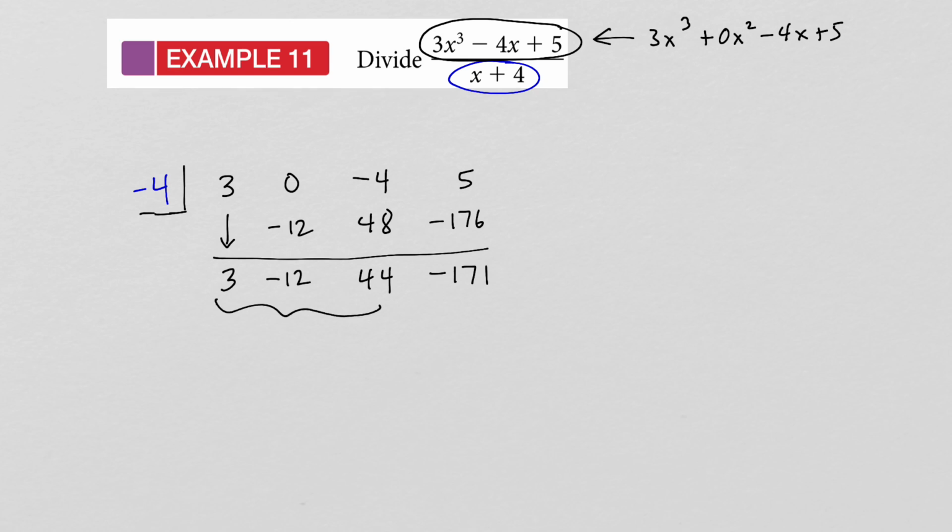So here is our answer, right? That's our quotient, and this is our remainder. So our answer is going to be 3x squared minus 12x plus 44 minus 171 over x plus 4.